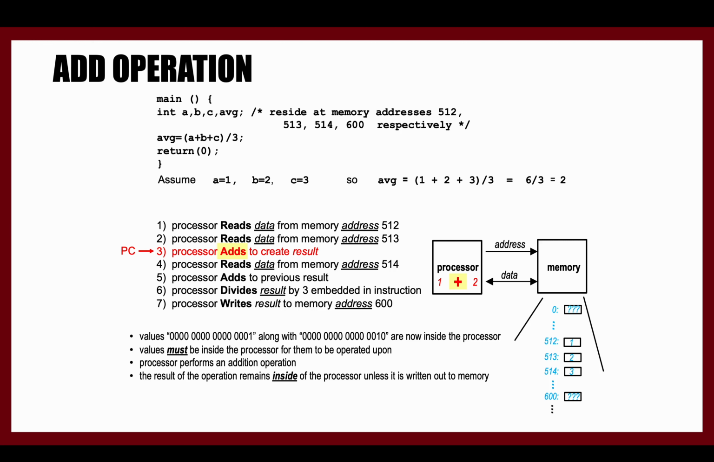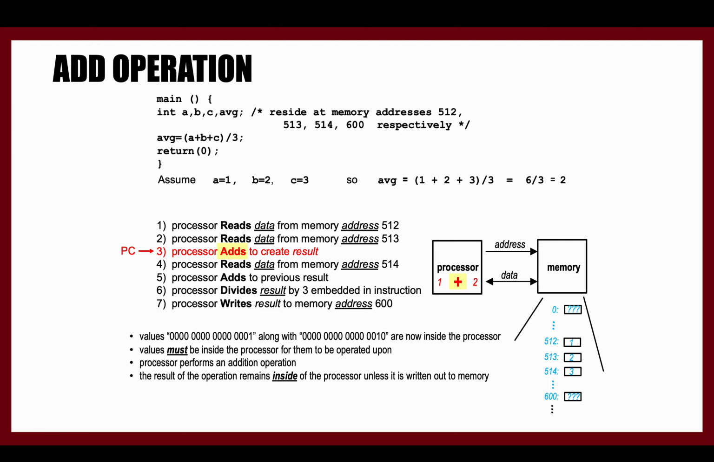The program calculates the average of three variables a1, b2, c, and average, which have their respective memory addresses. Add operation sequence: after reading a and b, the processor now adds these two values. The diagram displays the processor adding values 1 and 2.